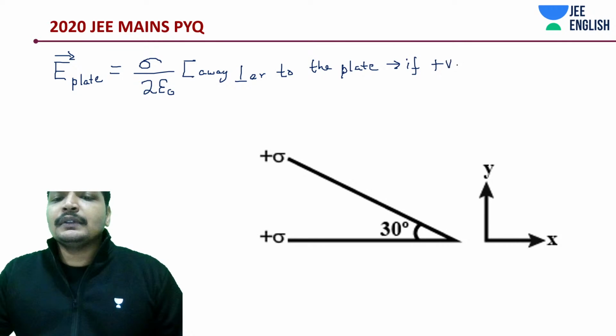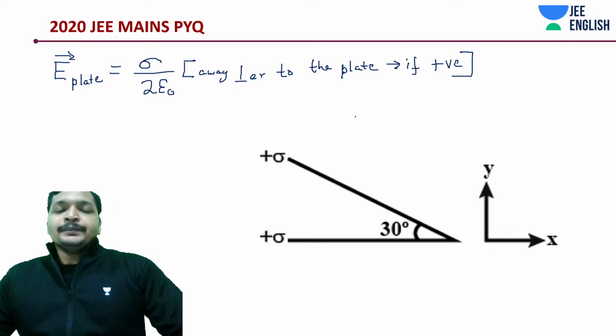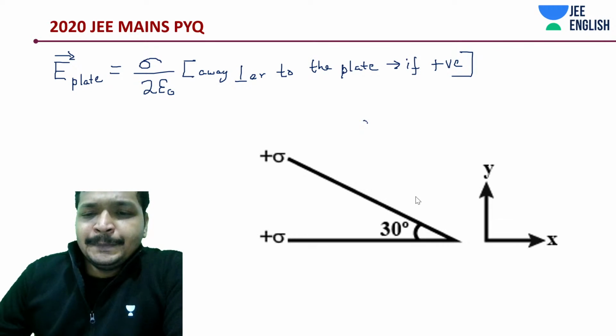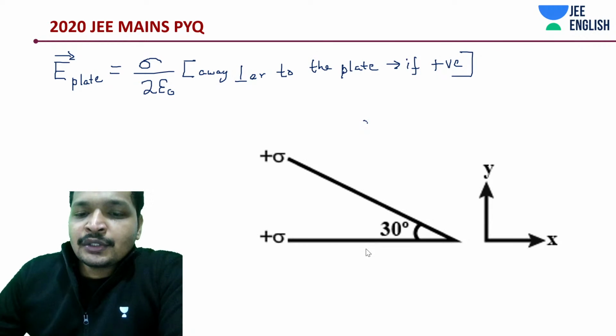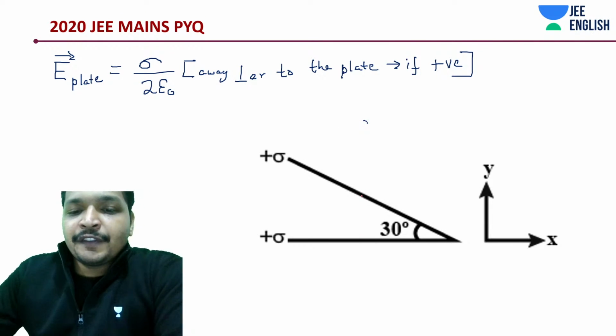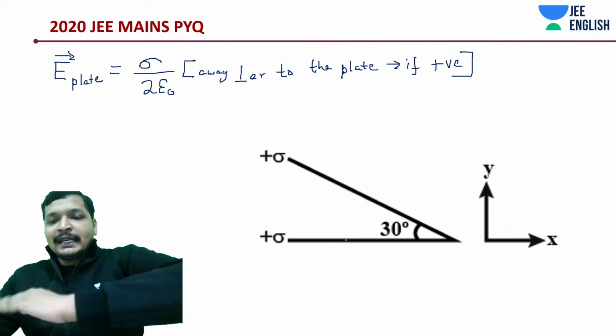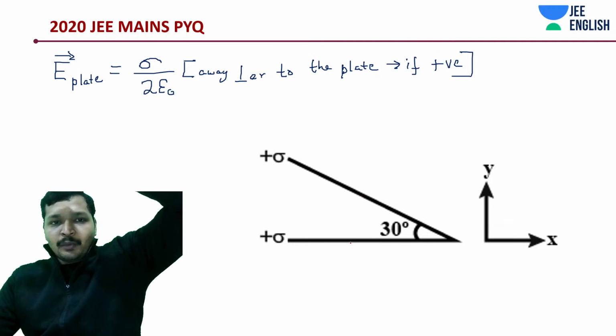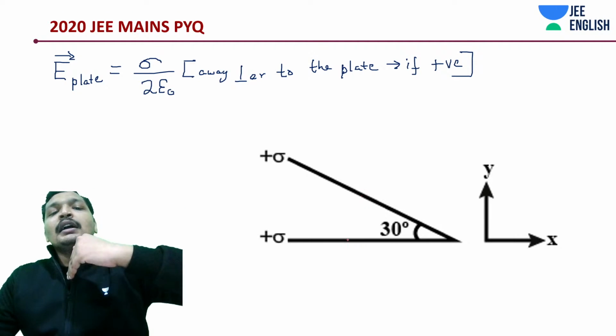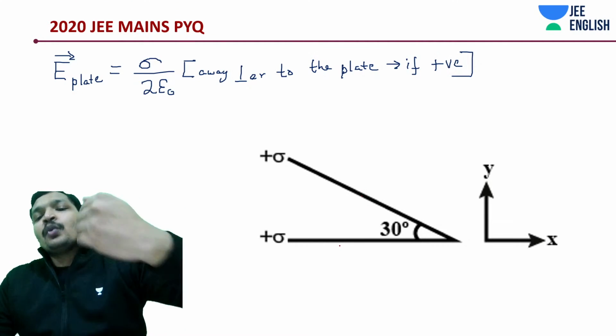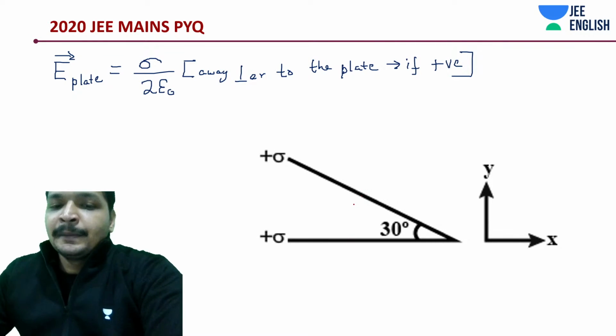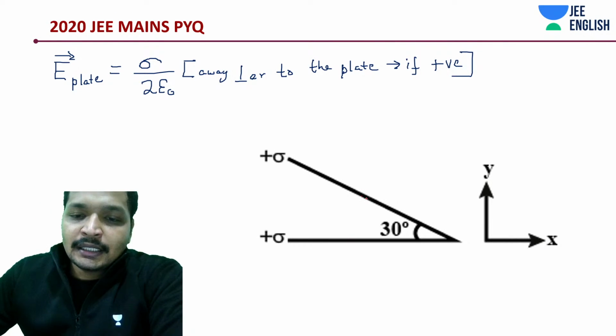Understood? Easy. Now let's come to this part. First of all, you understood that we were supposed to resolve the field. So first of all, due to the plate on the x-axis, it's quite easy. It's going to be in the y direction. Sigma by 2 epsilon naught into 1 in the y direction. That's simple. So let's start with the tilted one in that case.